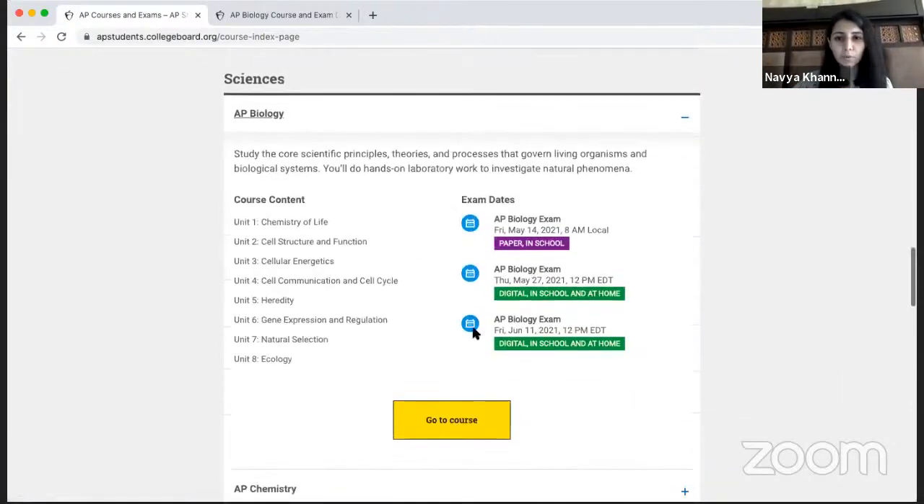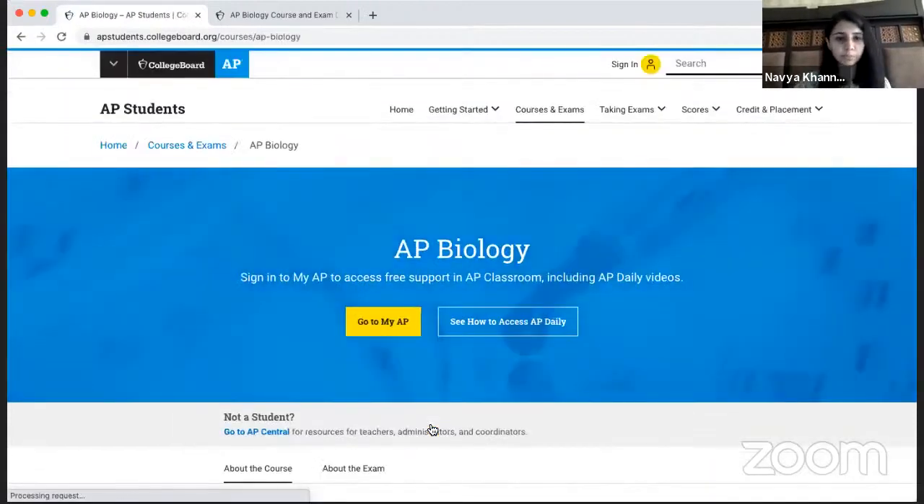We click on that. They've also given you the exam date. So you have paper in school and then digital in school and at home. So May 14, May 27, June 11, right? So these are the dates, and they've given you the 8 units that we just discussed, right? This is just an overview. Then we can also go to the course.